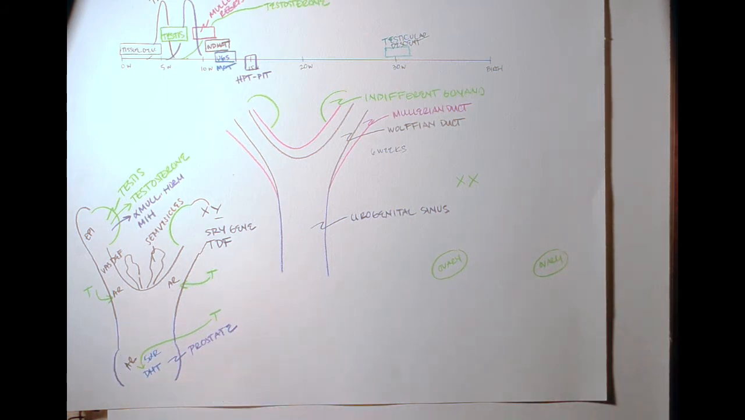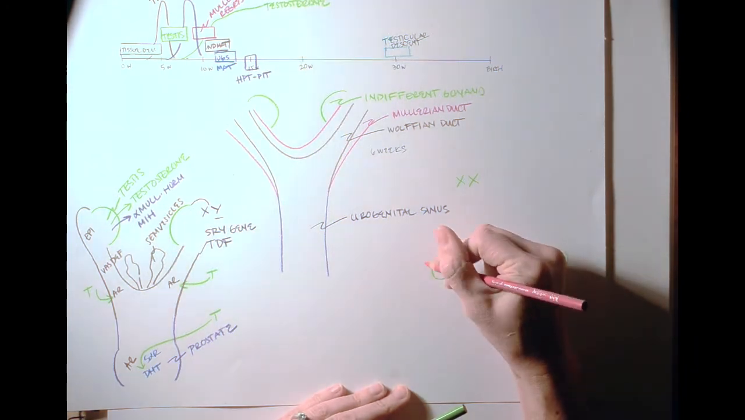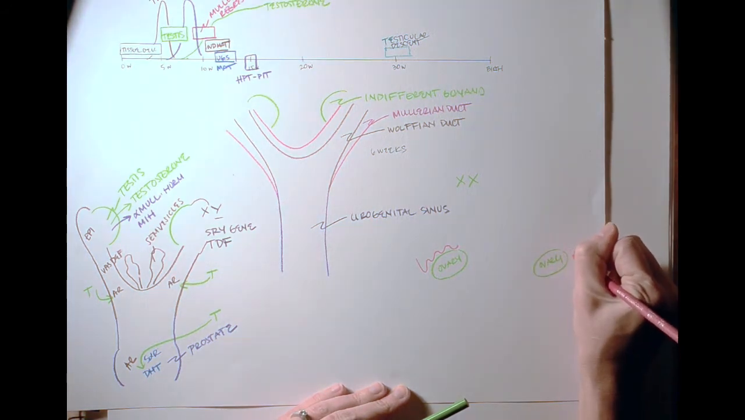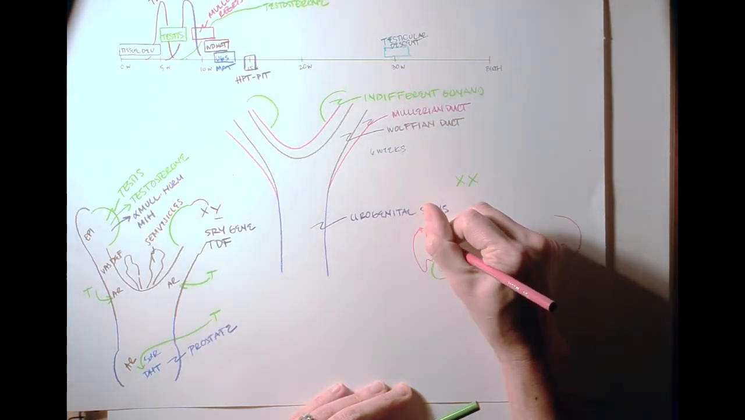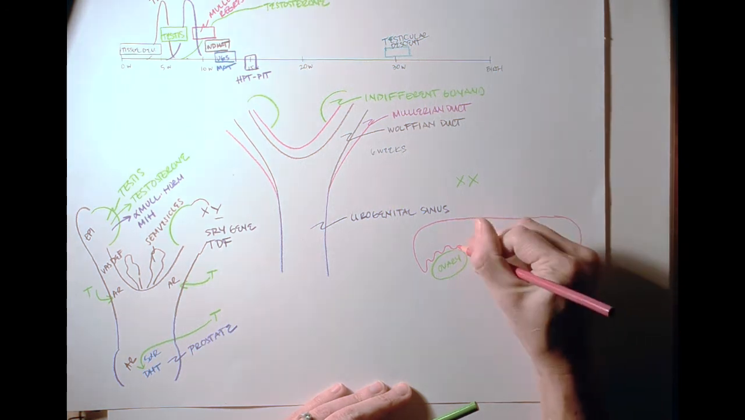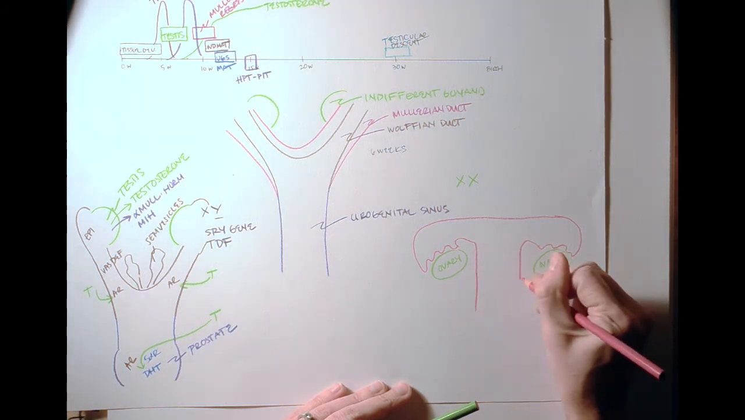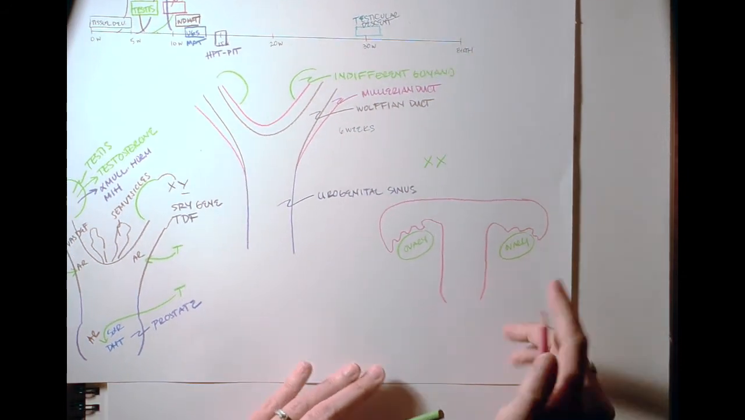And in the absence of that Müllerian inhibiting hormone, which would normally be expressed only by Sertoli cells, instead of having regression of the Müllerian duct, we actually have persistence of the Müllerian duct. And in the absence of testosterone, we have maturation of that Müllerian duct into the fallopian tubes, into the uterus, and finally into the cervix.